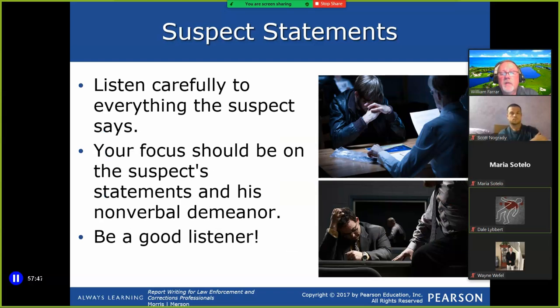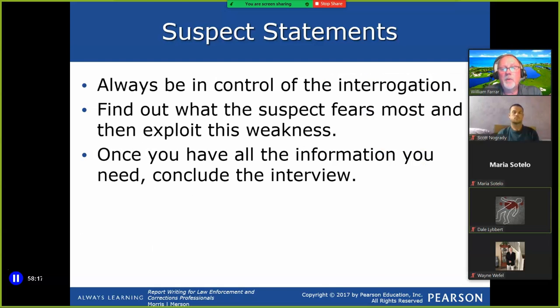Listen carefully to what the person has to say. Don't interrupt them and get all upset, etc. So make sure that you're really taking the time and listening to the person. It's super important that you do this. Your focus should be on the suspect's statements and his demeanor. So be a good listener. Let them talk. Let them drone on, because you never know what they might actually end up saying, and then you can follow up, okay?